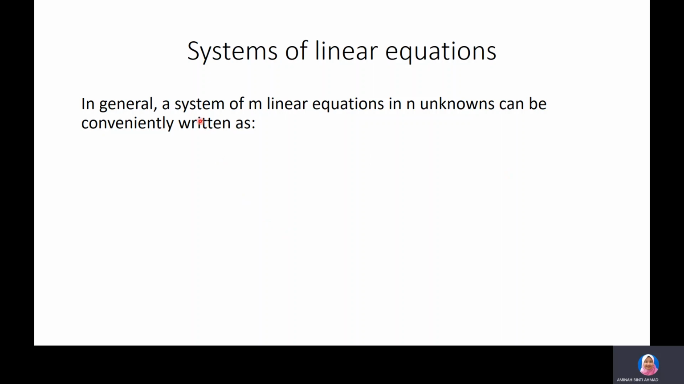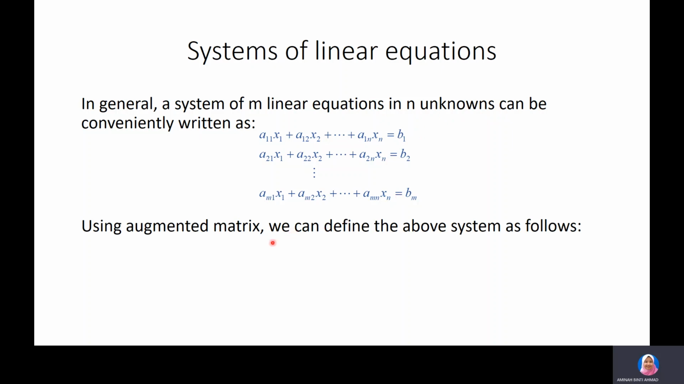So in general, a system of m linear equations in n unknowns can be conveniently written as: we have the first equation, second equation, until the m-th equation, with variables x1, x2, until xn, with n unknown variables. So using an augmented matrix, we can define the above system as follows.